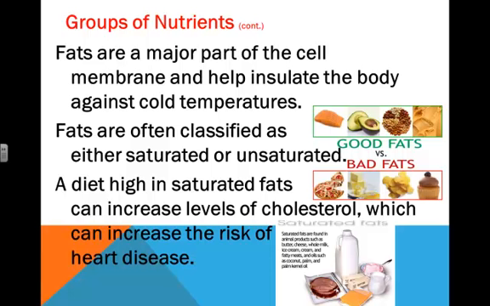A diet high in saturated fats can increase levels of cholesterol, and this is why it's bad. When you get levels of cholesterol going around in your bloodstream, they can start forming plaque on the inside of your blood vessels and eventually form a blockage. If that blockage is to your heart, it would cause a heart attack. If that blockage is to your brain, it could cause a stroke. So you are increasing your risk of having heart disease if you eat a lot of saturated fats.